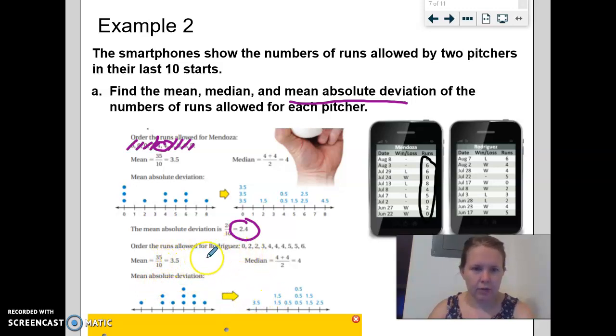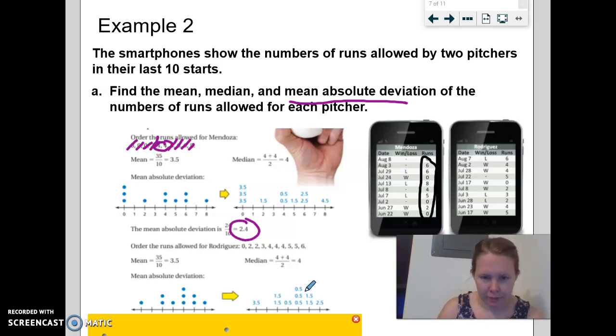So the distance between 3.5 and 0 is 3.5. The distance between 3.5 and 2 is 1.5, and there are two 2s. And here's my spread. So I'm going to add up all these numbers together again. That's going to be my third step in finding my MAD.